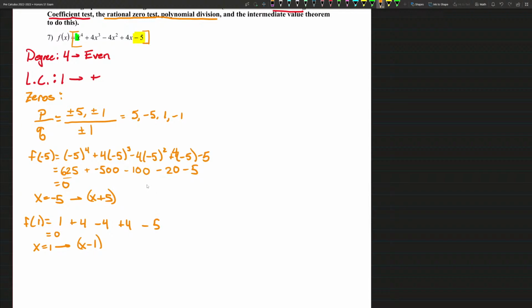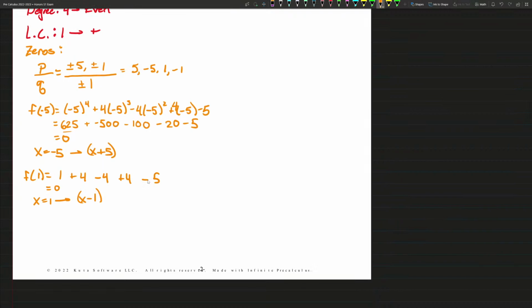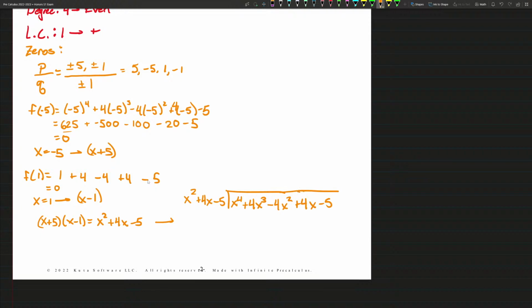In order to get the rest of the factors, we would multiply x plus 5 times x minus 1. We would get x squared minus x plus 5x minus 5. And what we need to do with this is we need to divide x squared plus 4x minus 5 into our polynomial. So we have x to the 4th plus 4x cubed minus 4x squared plus 4x minus 5. And that'll hopefully give us the rest, right?